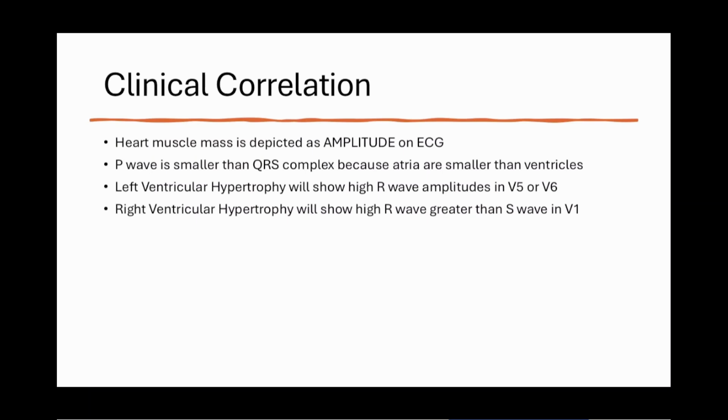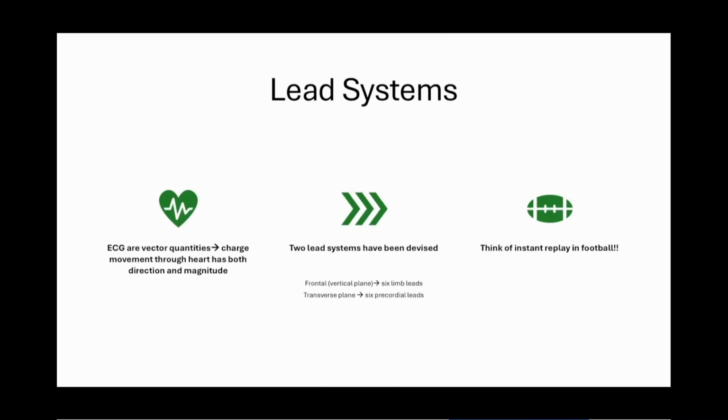Heart muscle mass is depicted as amplitude on an EKG, so the taller those spikes are, the more muscle mass is being stimulated. So when you have different types of hypertrophies, you have different changes in the EKG because of the amplitude, more muscle. Don't go into detail with that. EKGs also have a lead system. When you think about lead system, think about cameras.